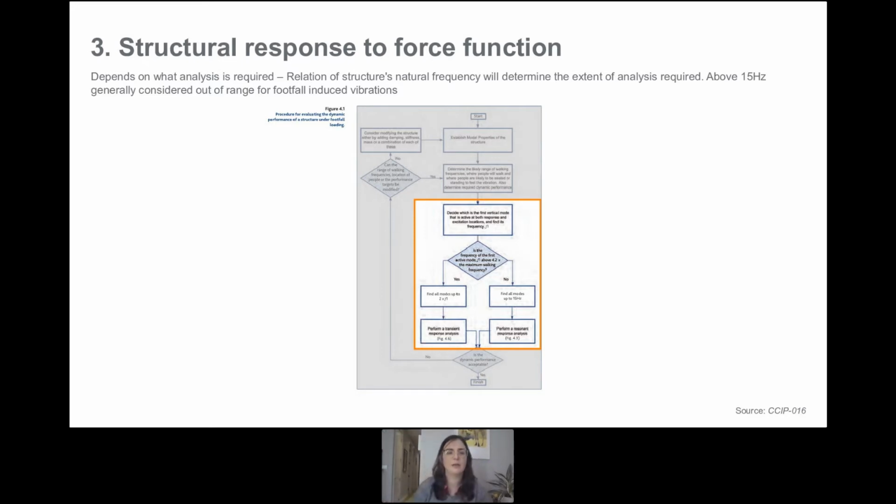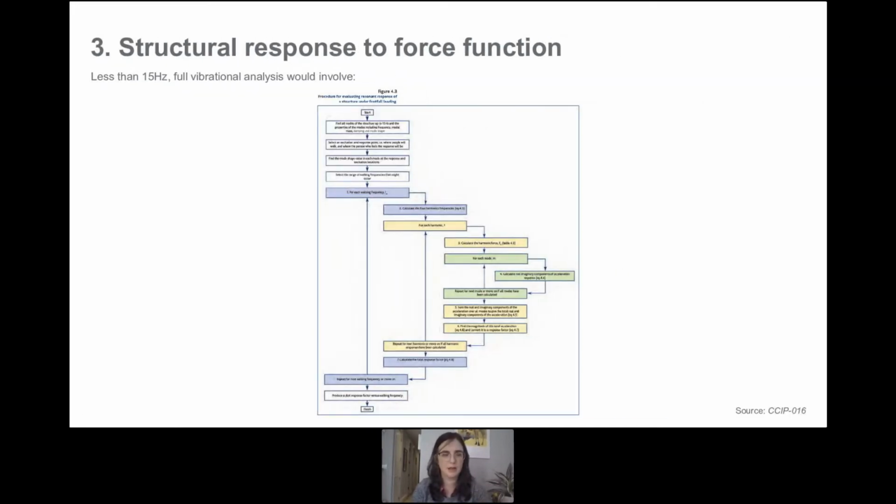But basically, if you're above 15 hertz, then you're considered sort of out of the range of the structure being able to be excited by footfall. Whereas if you're under 15 hertz for your frequencies, then you need to really do a much more in-depth analysis. Pretty much every structure built in the last 20 years has a frequency of under 15 hertz. That's very robust.